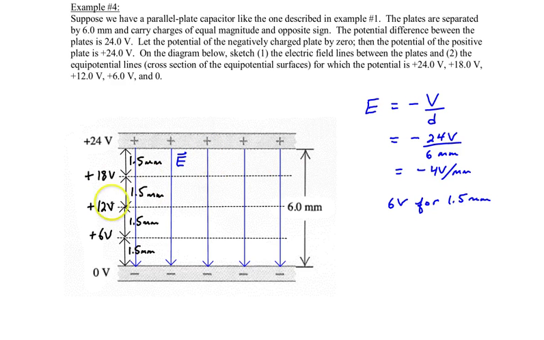These are the equal potential lines here at 18 volts, 12 volts, and 6 volts, each separated by 1.5 millimeters between each line. You notice that these lines are equally spaced, just like the electric field lines are equally spaced, because if you have a uniform electric field, you then have uniform equal potential lines as well. If the electric field lines were not uniform and got closer together, then so would the equal potential lines. Okay, and that's it for example number 4.